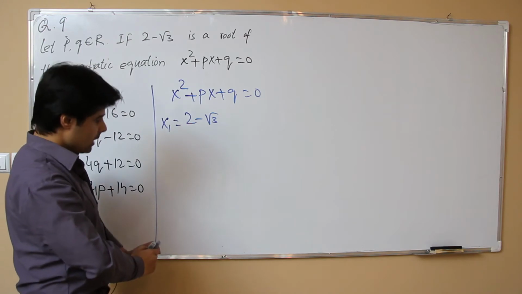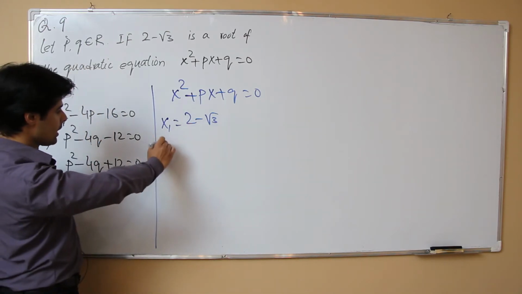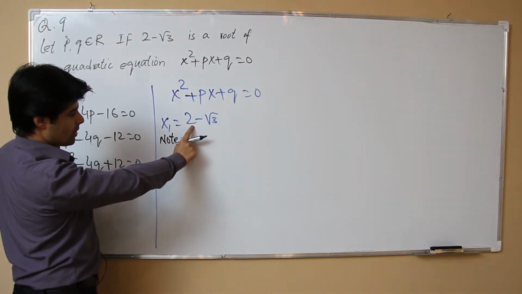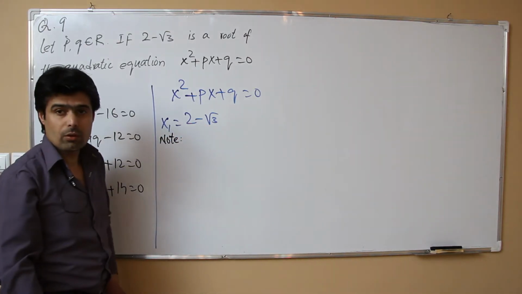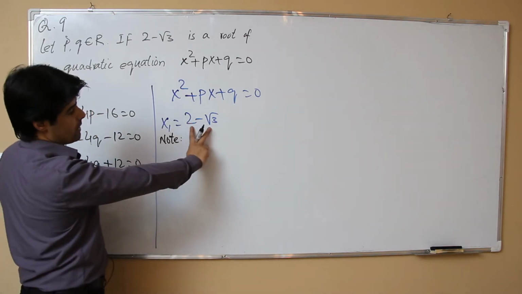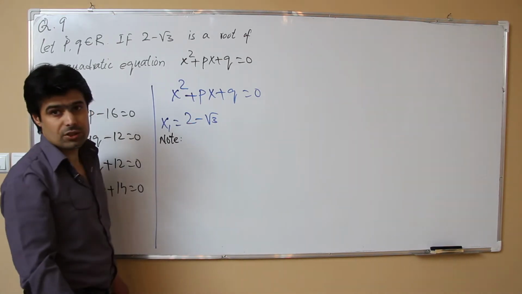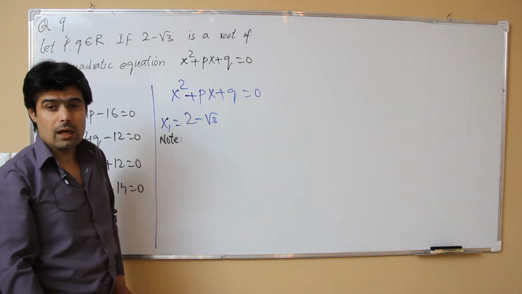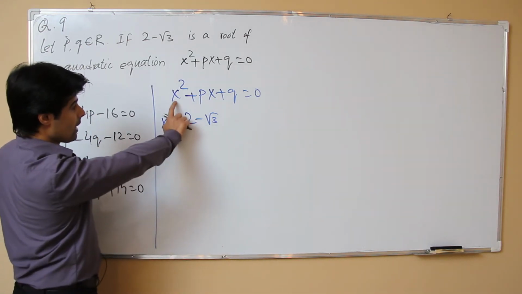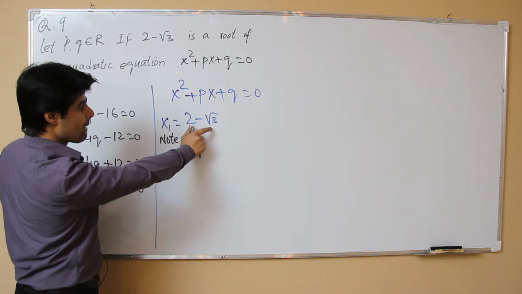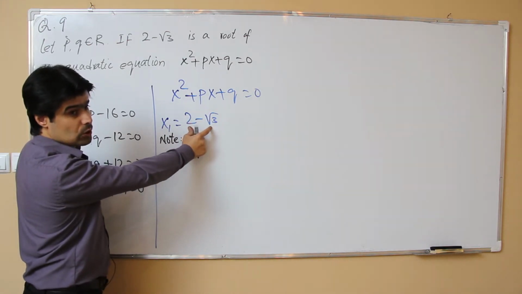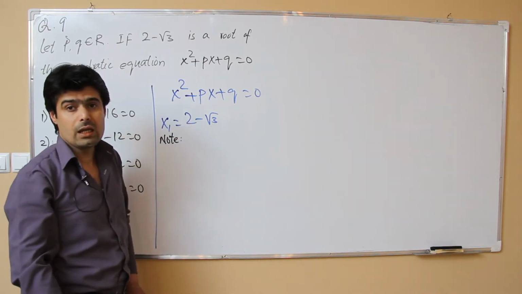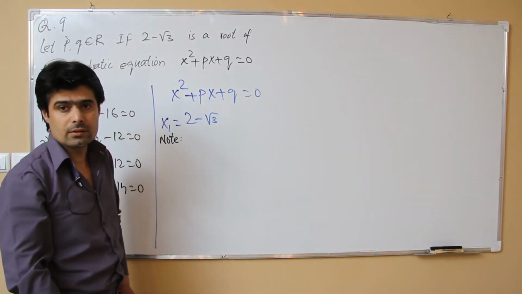In this equation p and q are variables, though they are coefficients of the equation. So one thing you have to remember: one root of this equation is 2 minus root 3. Is this a rational number or an irrational number? It's irrational. If the answers of a quadratic equation are irrational, the answers always happen in conjugate pairs.